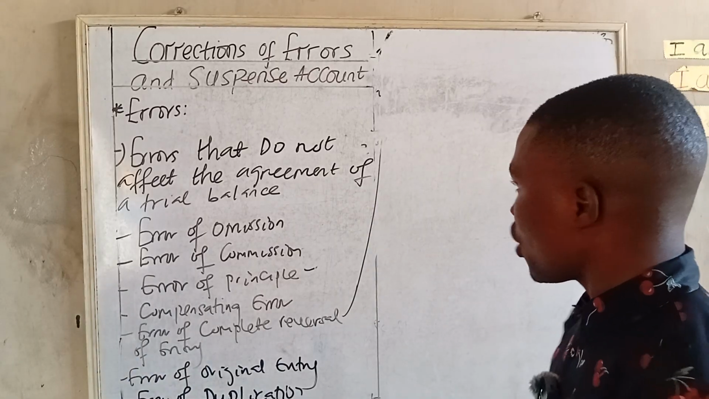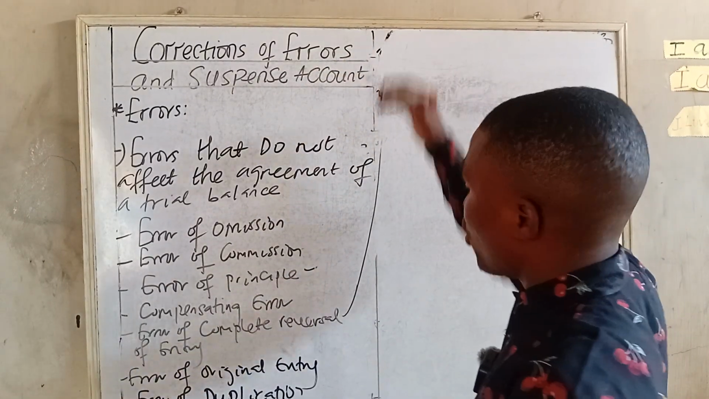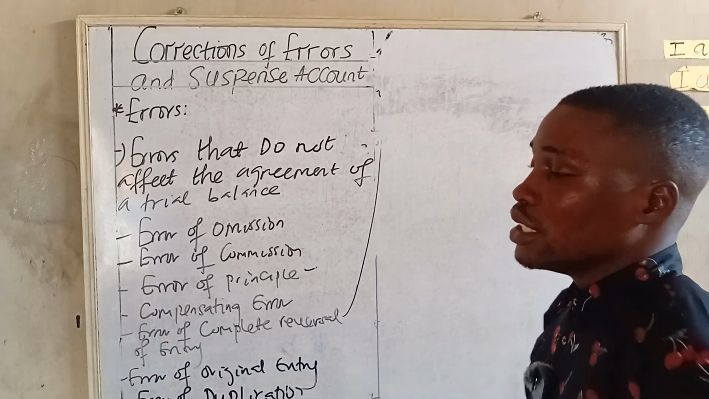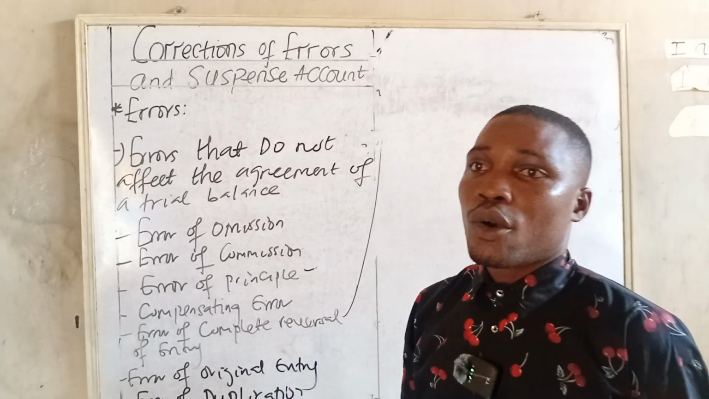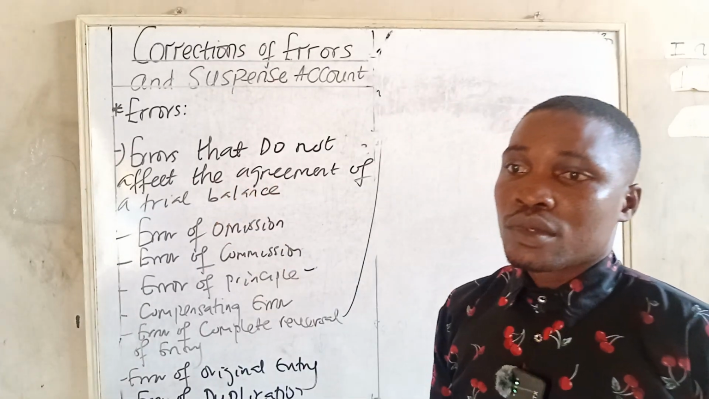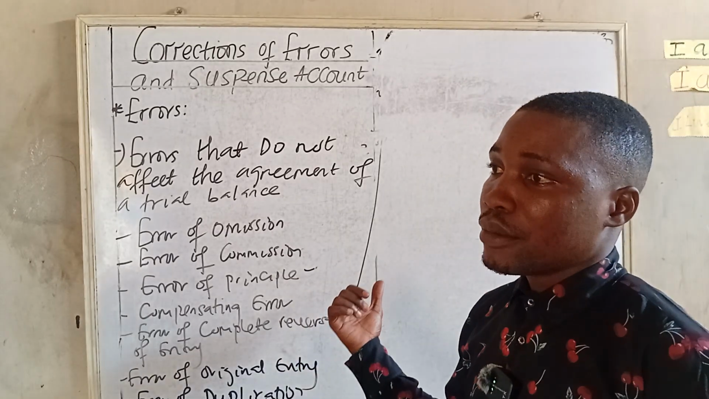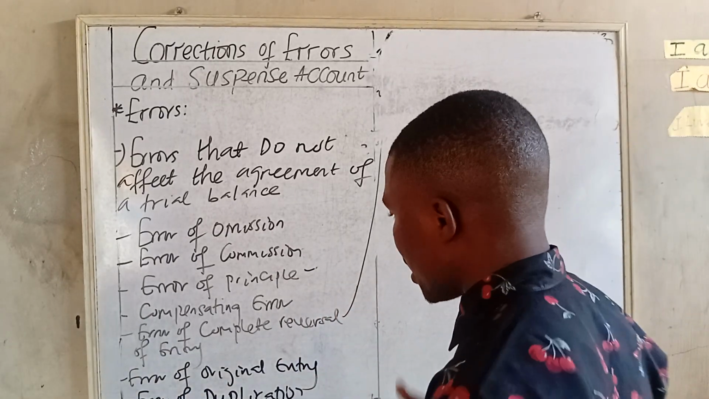The next error we'll be looking at is what? Error of original entry. Now these are errors that are committed from the day books. This is an error that we committed from the day book. Let me analyze it for you.